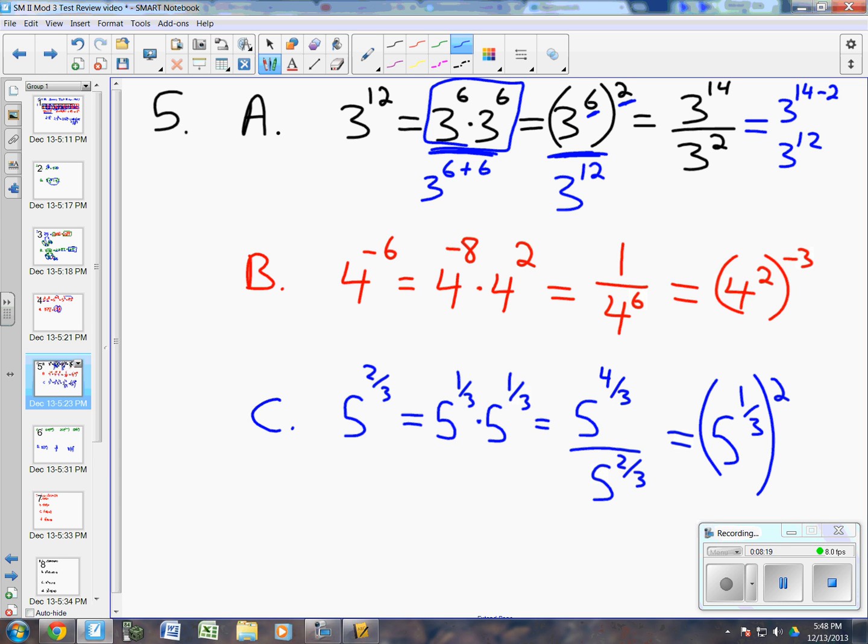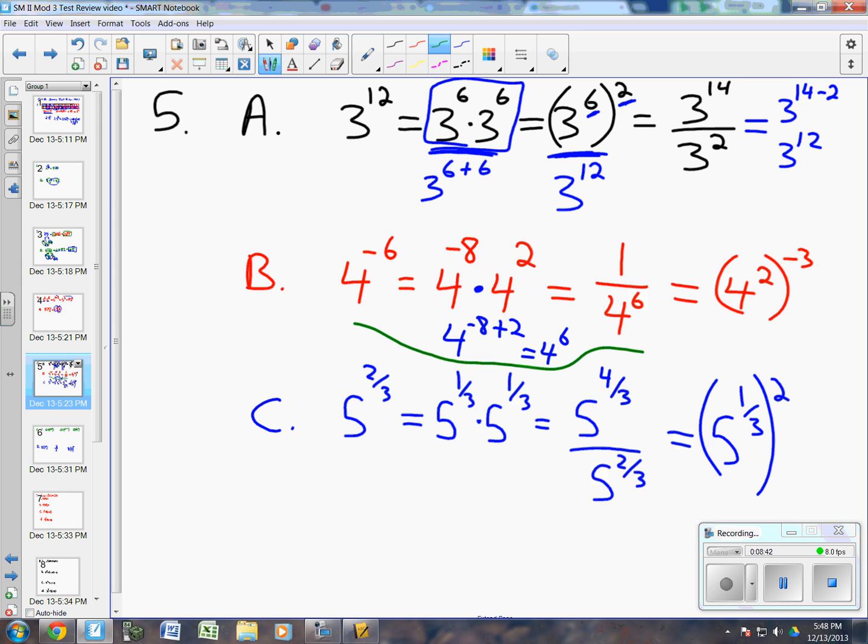Okay, part B. Okay, 4 to the negative 6th power. Well, if I'm using the rule of multiplying with the same bases, then 4 to the negative 8 times 4 to the 2 is 4 to the negative 8 plus 2, which if you add negative 8 and 2, you get 4 to the negative 6th. So that's where we get that. I should separate this with a green line.